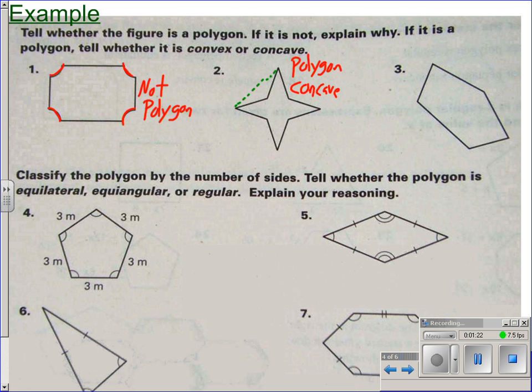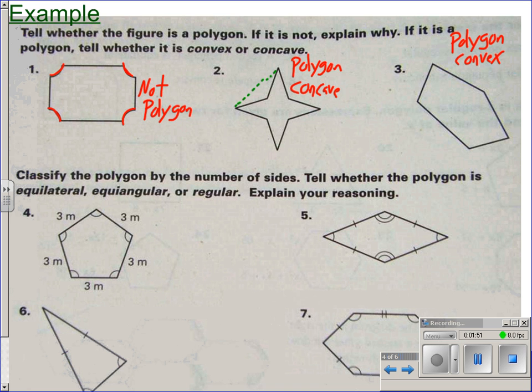So it's concave. Number 3, all segments are connected end to end. It's a closed figure. This thing's a polygon. And no matter where you draw a segment connecting any two vertices, that segment's inside. That's convex.